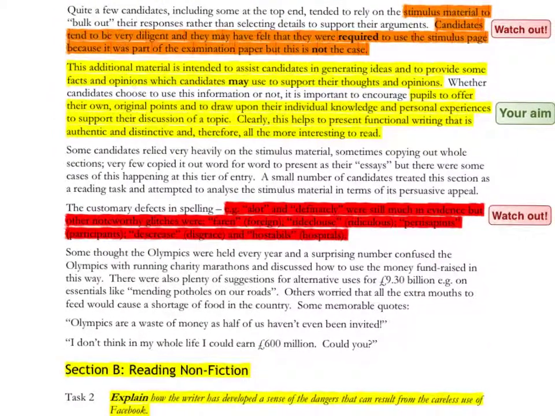Watch out then, I was referring to stimulus material earlier on, watch out for just using the stimulus material to bulk out your response. Again, you are not required to use this. Some people felt they had to use every bit of the stimulus material and just stuck it into their answer without really any thought, consideration or development of it. So just be careful of that. If you think something's relevant and you do agree with it and you feel you can develop it, by all means include it.